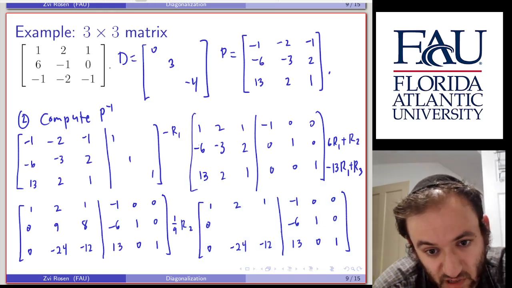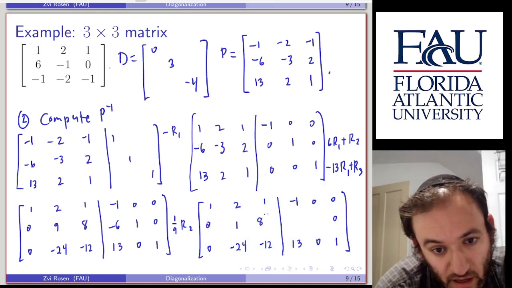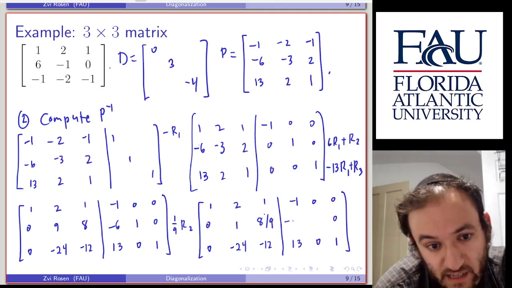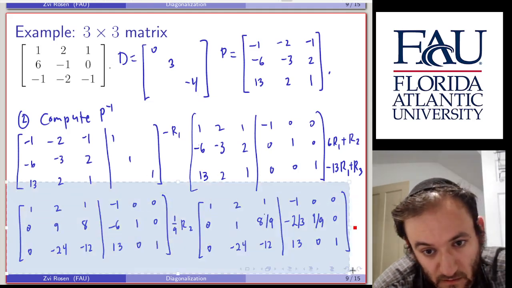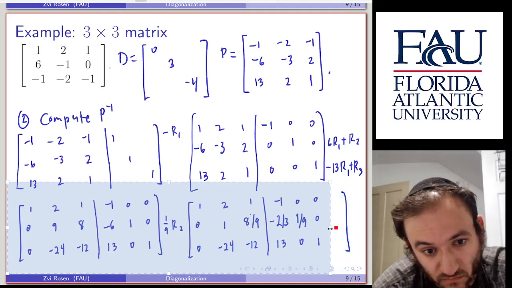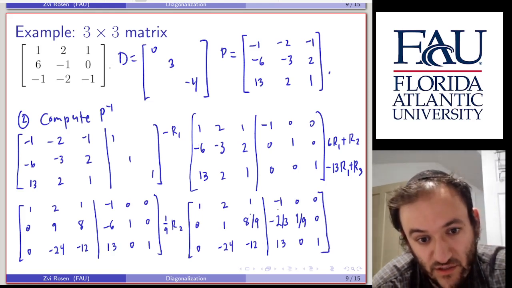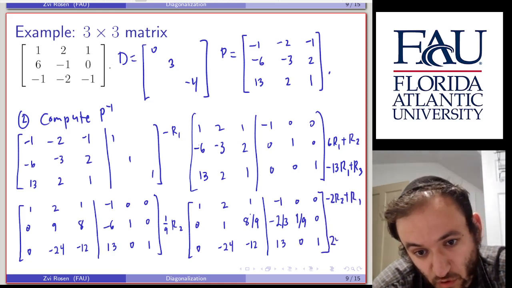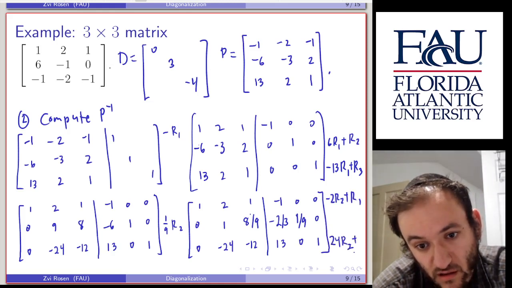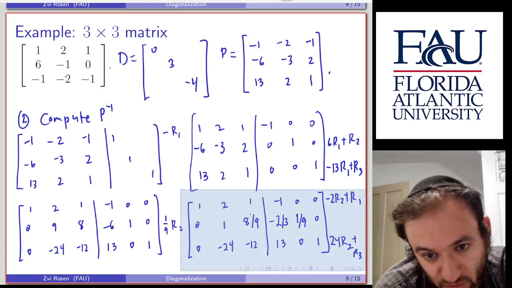Except our middle row has changed. So we're looking at 1, 8 over 9, minus 6 over 9 becomes minus 2/3, and 1 over 9. Okay. And the next thing to do will be to add minus 2 of row 2 to row 1, and 24 of row 2 to row 3. Okay.